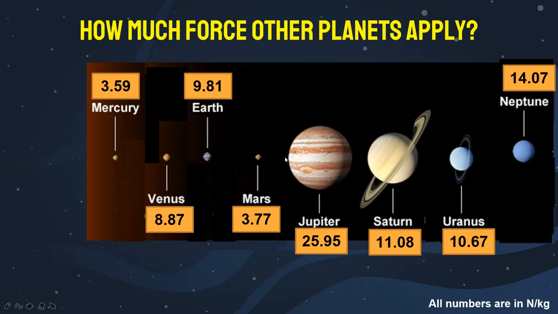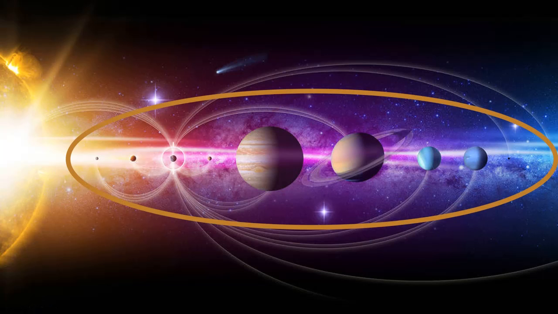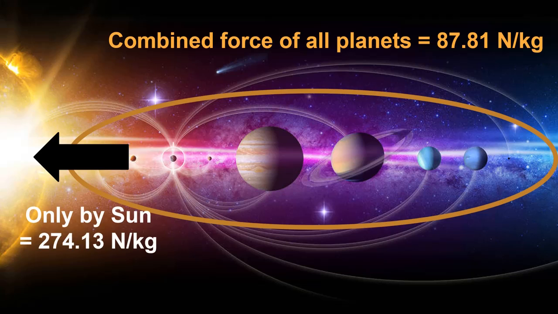Now, how much does the Sun apply? That's the next question that comes. 274.13, isn't it? 274.13. That's a huge number in comparison to these. Now, if we combine all these forces from all the planets, okay, that is adding up to 87.81, but only the Sun alone is capable of applying 274.13. That's why all these planets are revolving around the Sun. Are you getting it now?